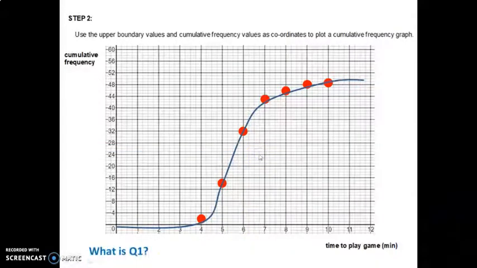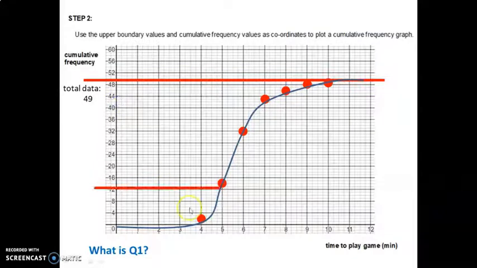Next question. What about the Q1 value? What's the quartile 1 value for this? In other words, what's the time it took to play the game in the first quartile? The total data set is again 49. To find Q1, remember we have to do 49 divided by 4, because it's 1/4 of the way through the data set. Or you can alternatively do 0.25 times 49. So the 12.25th data value is the quartile 1 data value. Here I put 12.25, then I go down, and that seems to represent about 4.85 minutes as our Q1 value for this data set.